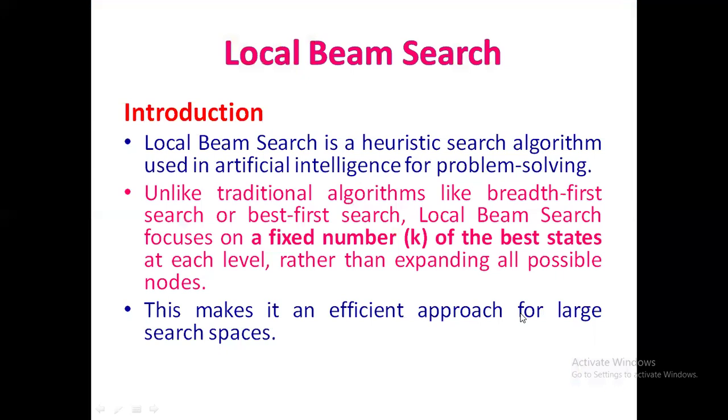First, we'll see the introduction to local beam search. Local beam search is a heuristic search algorithm used in artificial intelligence for efficiently exploring large search spaces. Unlike traditional exhaustive search methods like breadth first search or best first search, it focuses on only a fixed number k of the best states at each level rather than expanding all possible nodes. This makes it a computationally efficient approach, particularly for problems where the search space is vast and complex.